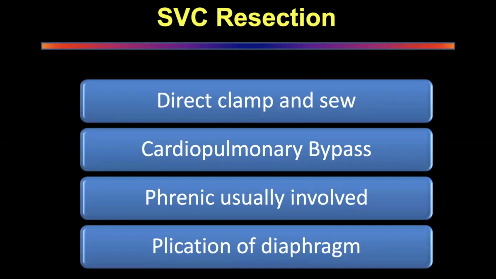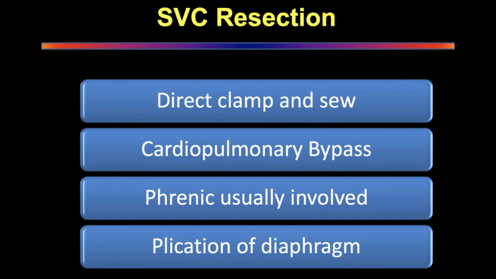I usually do not sacrifice both phrenics, because if you sacrifice both phrenics, they become respiratory cripples. And then you have to put in diaphragm pacemakers and all that. So I do not do both-sided phrenic resections. I will do only one-sided.